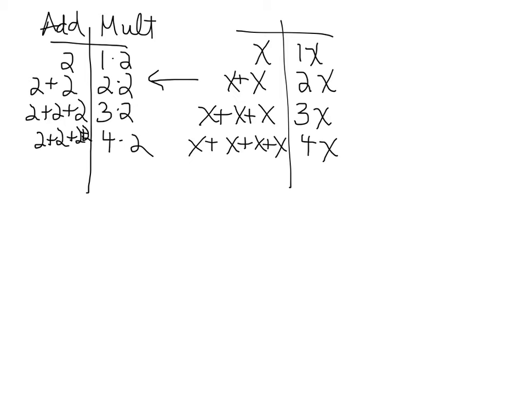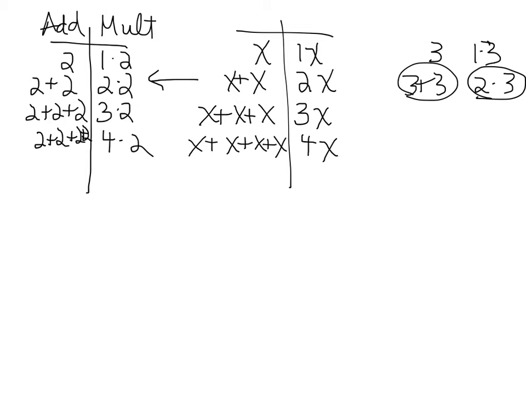And this would be true if the number were 3. If it's 3, that means 1 times 3. 3 plus 3 is the same as 2 times 3. This one's 6, this one's 6. It works no matter what I plug in for it.